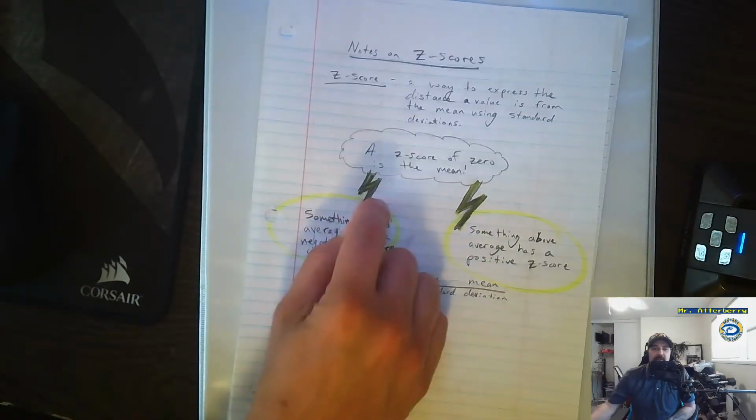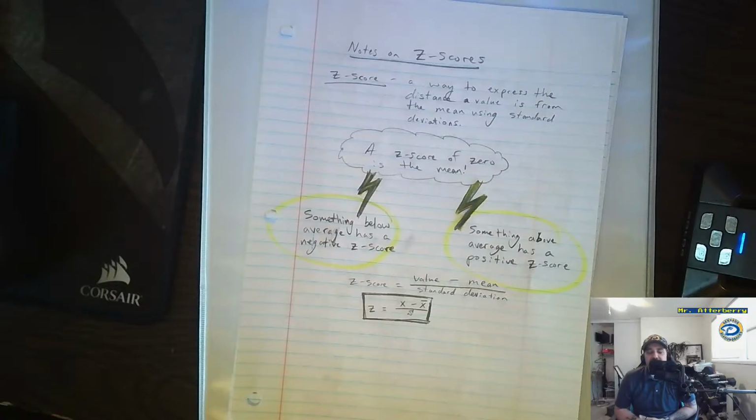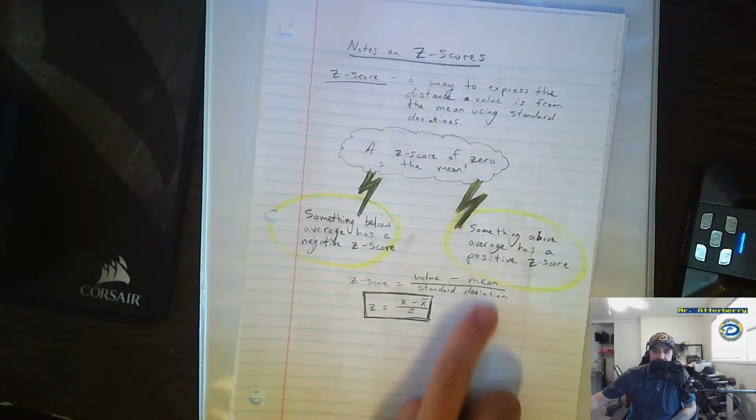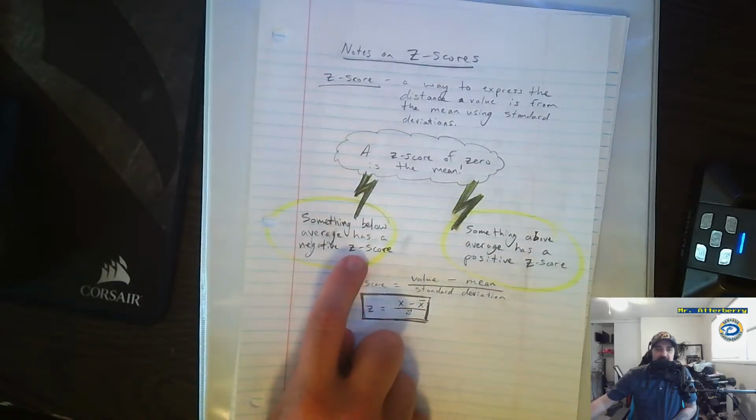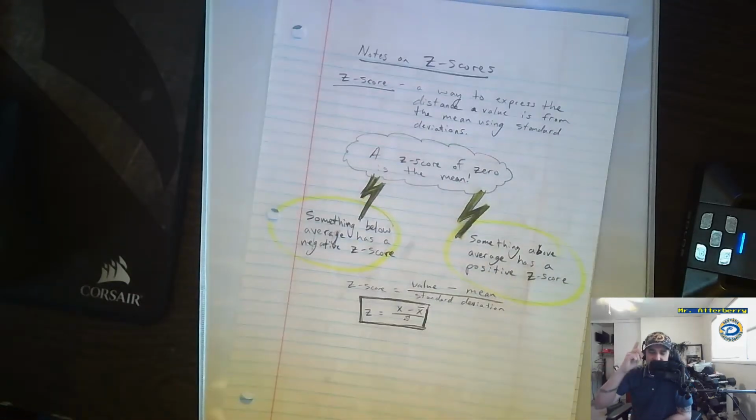But a z-score is just telling you how far something is from the average, from the mean. So a z-score of 0 means that it is average. It is perfectly the mean. Something above average has a positive z-score. Something below average has a negative z-score. So those are things to keep in mind while you're working through these problems.